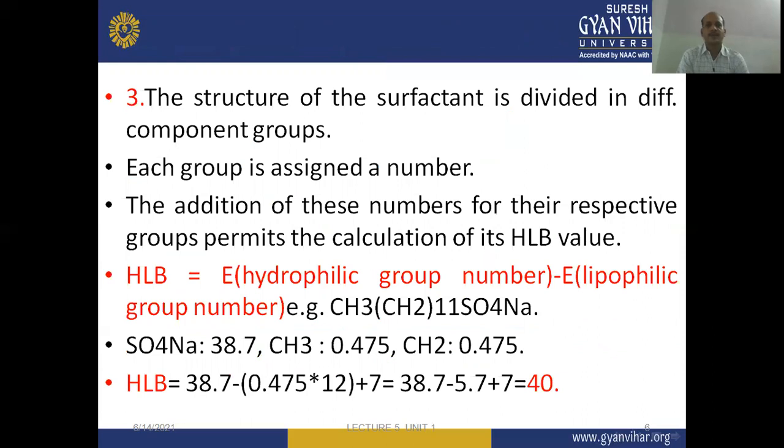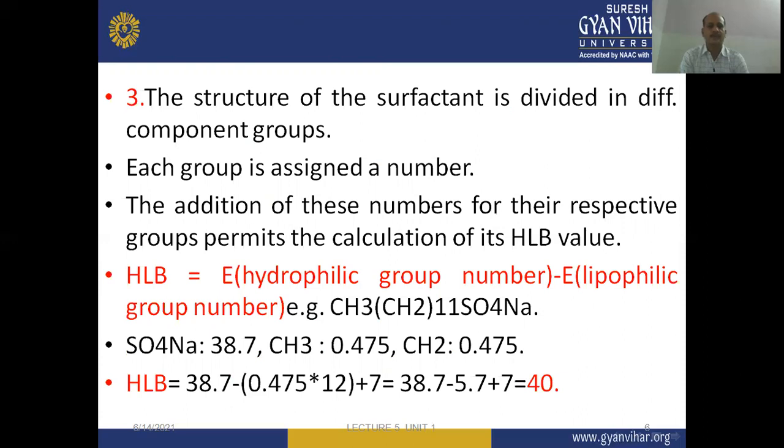The structure of the surfactant is divided into different component groups. Each group is assigned a number. The addition of these numbers for their respective groups permits the calculation of its HLB value. This is another method for determination of HLB value. So the formula is given here: HLB equal to the sum of hydrophilic group numbers minus the sum of lipophilic group numbers.